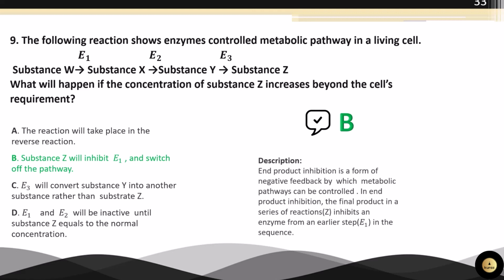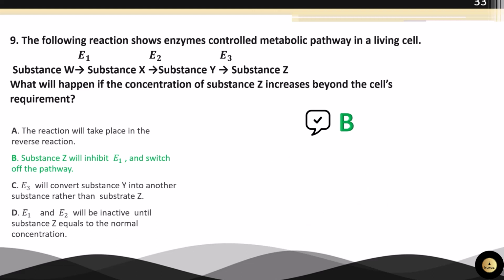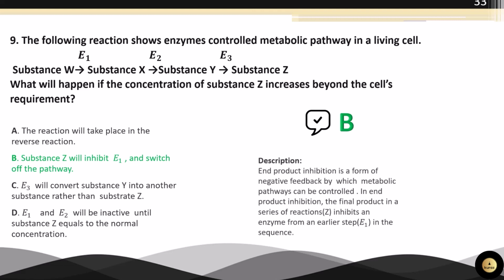End product inhibition is a form of negative feedback by which metabolic pathways can be controlled. In end product inhibition, the final product in a series of reactions inhibits an enzyme from an earlier step in the sequence.